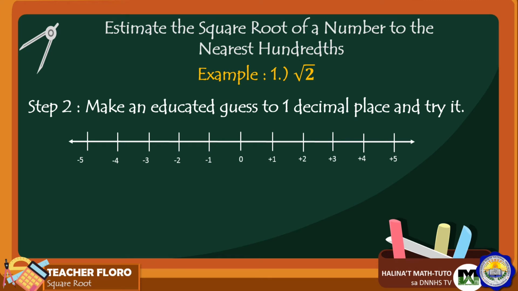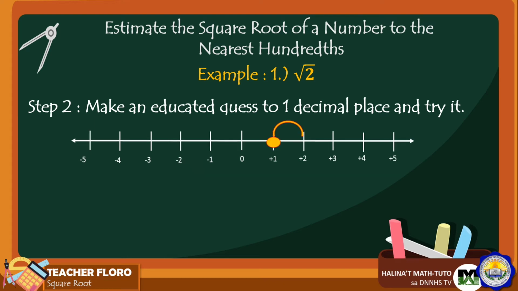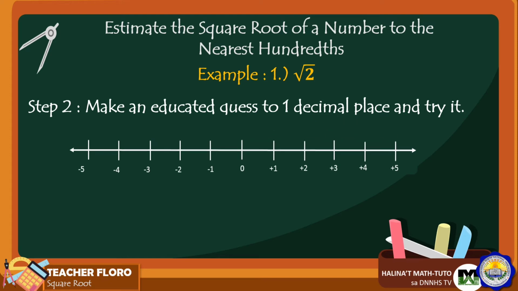On step 2, make an educated guess to one decimal place and try it. 1 is 1 unit from 2, while 4 is 2 units from 2. From here, we know 2 is closer to 1 than to 4. So, the square root of 2 must be closer to 1 than to 4. Based on this step, we can say that the decimal should be less than 0.5.